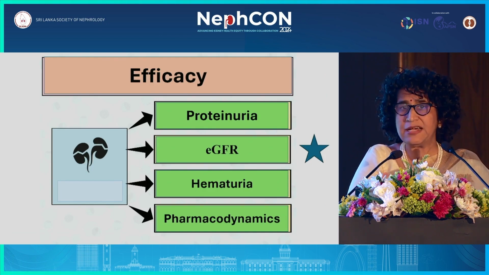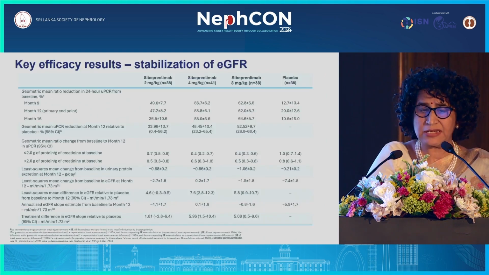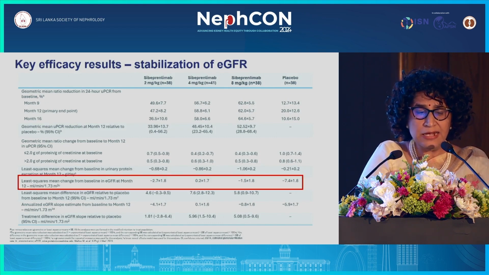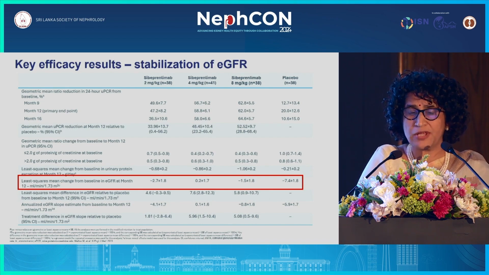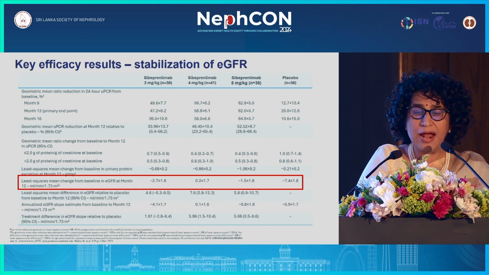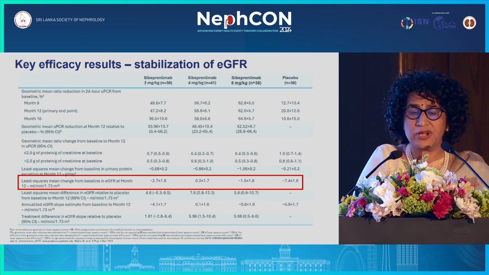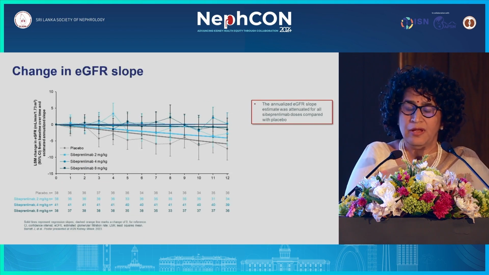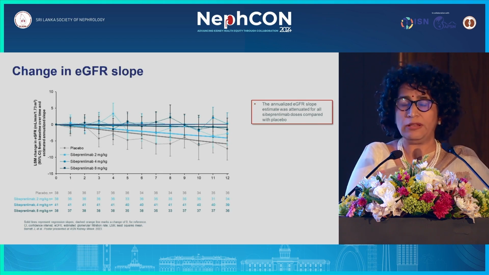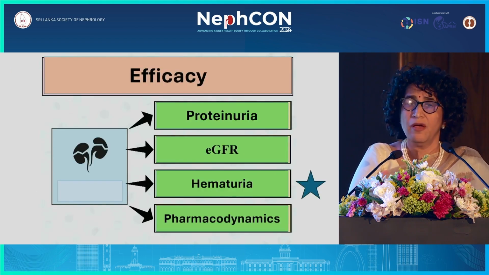Looking at the efficacy as far as eGFR stabilization was concerned, so you can see that the least square mean change from baseline in eGFR at month 12. How much was it? It was significantly different in the dose groups compared to the placebo group. In placebo, the rate of fall was 7 mils, whereas you can see in 8 milligram per kg, it was around 1.5. As you can see again, the annualized eGFR slope estimate was attenuated for all the Sibeprenlimab dose groups compared with the placebo. What about hematuria?